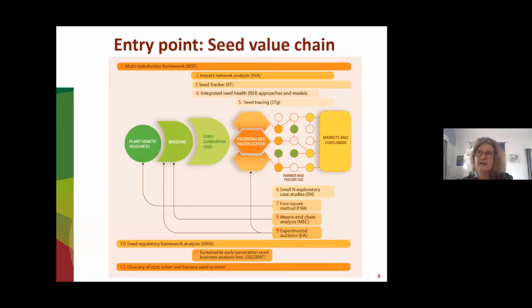We often get asked when we're introducing the toolbox, well, you've got all these tools, where do we start? You know, which one is best? How do we do this? So we'll go into this more in the next few days, but we see 2 ways of looking at this. One is an entry point through the seed value chain, and the other through using the project cycle.